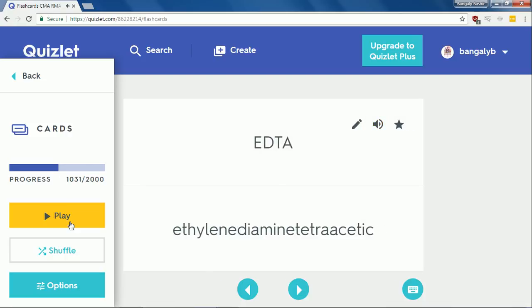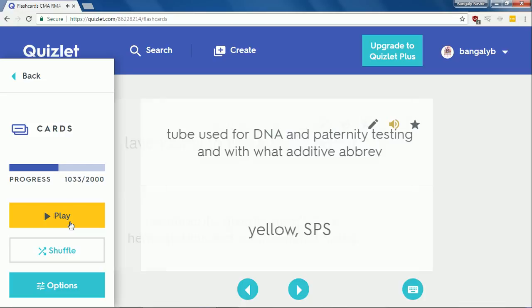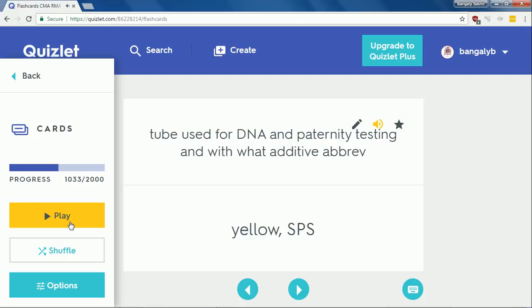EDTA. Ethylenediaminetetraacetic acid. Lavender with EDTA are used for hematocrits, glycohemoglobins, hemoglobins and sedimentation rates. Tube used for DNA and paternity testing and with what additive abbreviation? Yellow, SPS. Tube used for viral loads and with what additive abbreviation? Yellow, ACD.